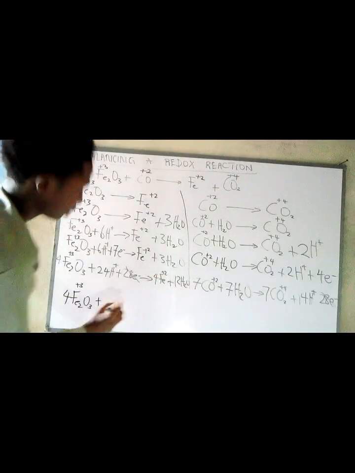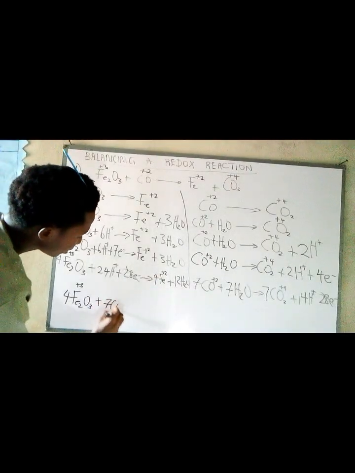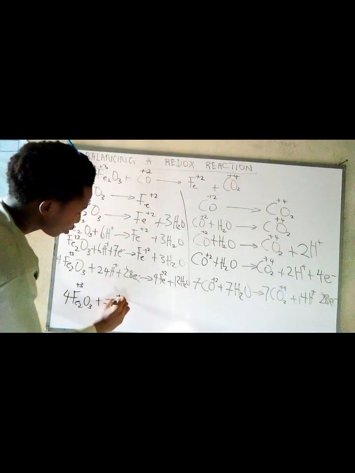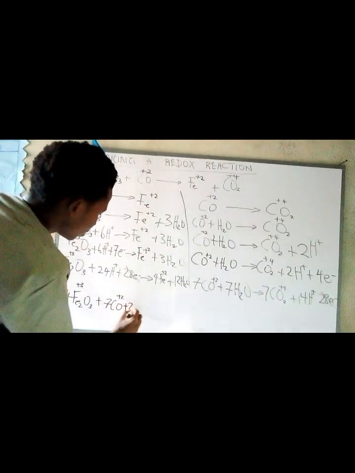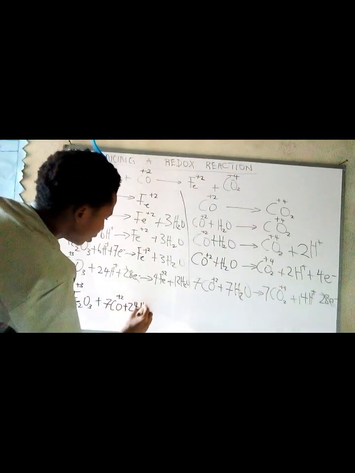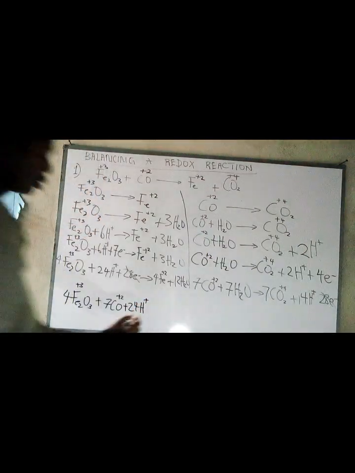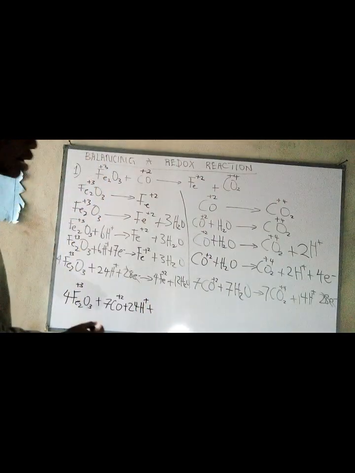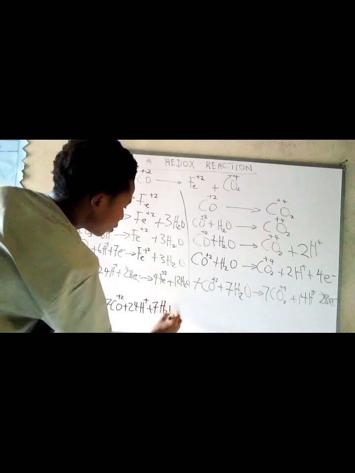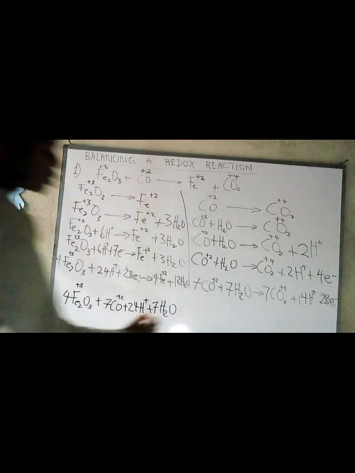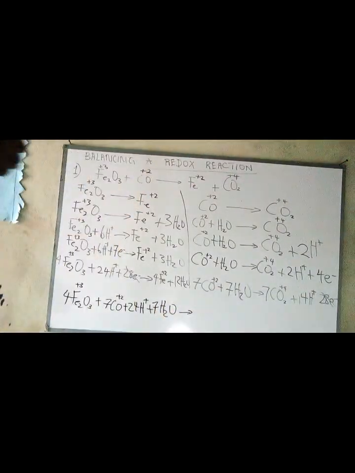We add 7 molecules of CO2, plus, what? 24 hydrogen ions, plus, what do we add? 7 molecules of H2O. Now here is complete. The reactant side is complete.